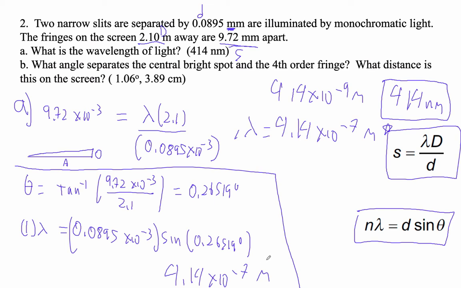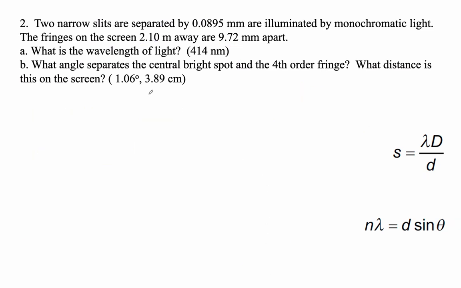Okay, so what angle separates the central bright spot and the 4th order fringe? What distance is that on the screen? There are 2 ways to do this. The first way is that it's just going to be 4 of these things. So 4 times 9.72 millimeters, which is basically 4 times 0.972.